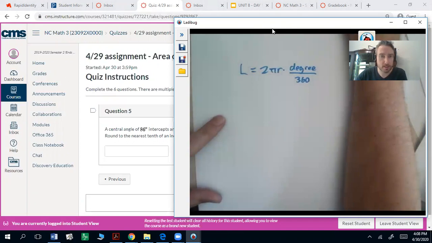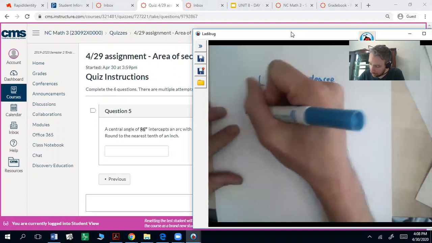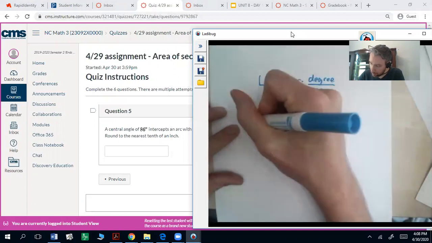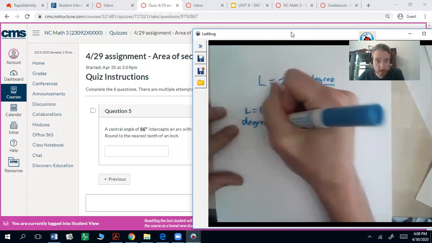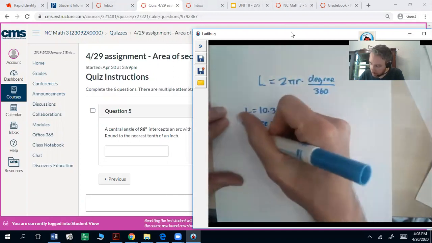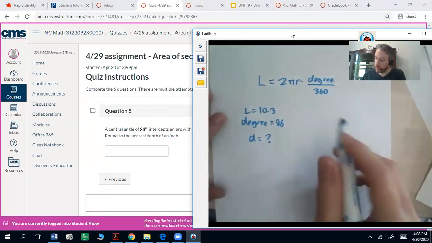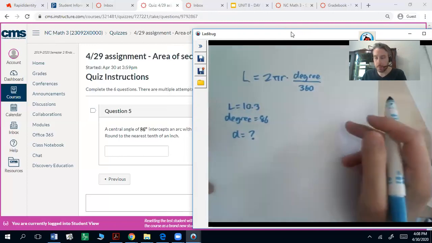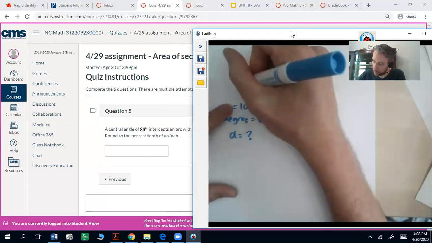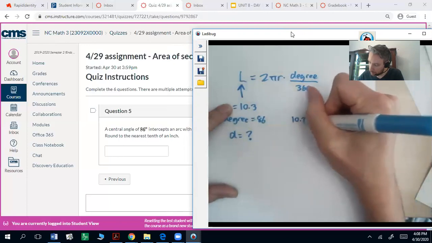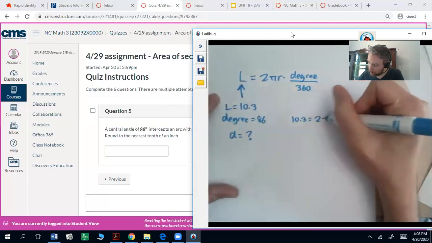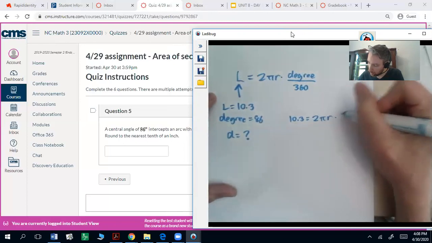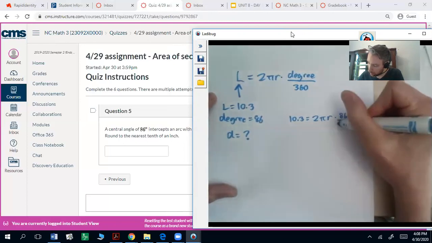All right, central angle is 86. Arc has a length of 10.3, wants to know the diameter. So the length is 10.3. The degree is 86, and it wants to know the diameter. So we actually have to solve for the radius so we can double it for the diameter. So your length is 10.3, that's gonna go there for L. We don't know R, so we'll say 2 pi r times 86 over 360.